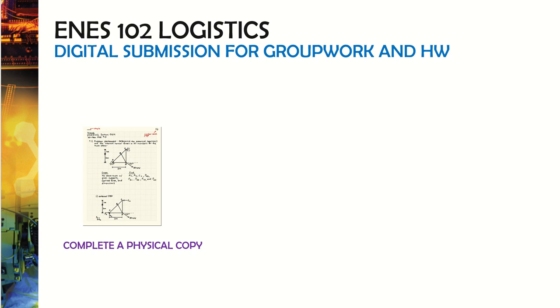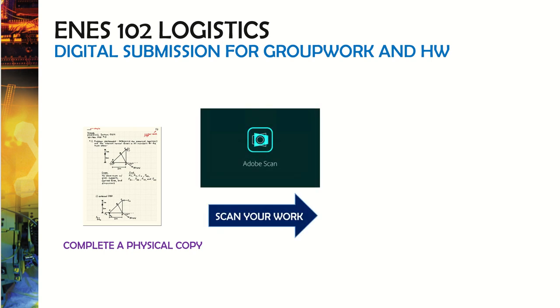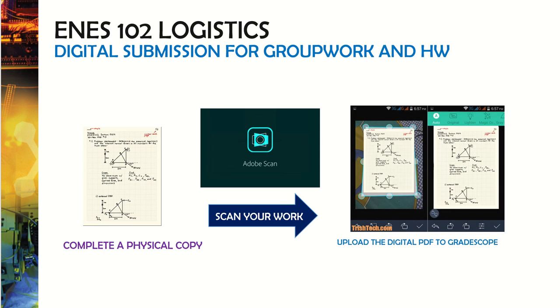How do you submit your homework and group work? Well, you'll create a very neat and organized physical copy that's legible and follows all formatting instructions. You'll use an app like CamScanner or Adobe Scan to scan your work, and you'll upload the digital PDF to Gradescope.